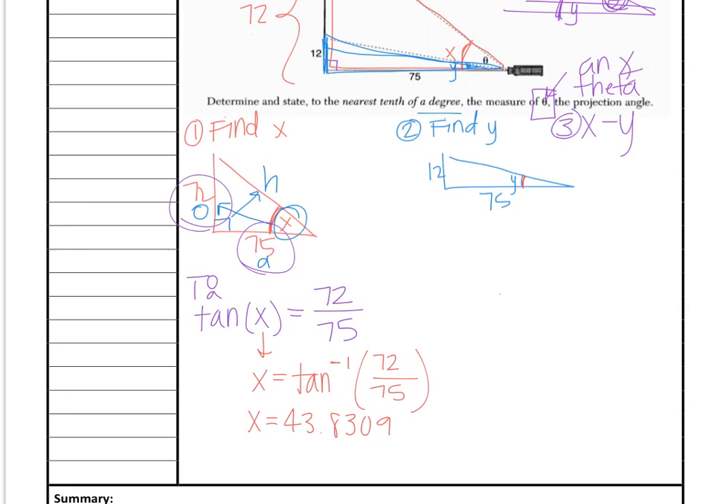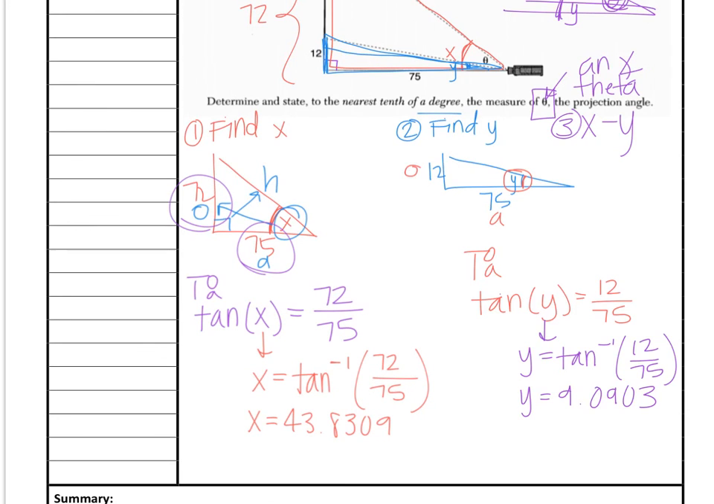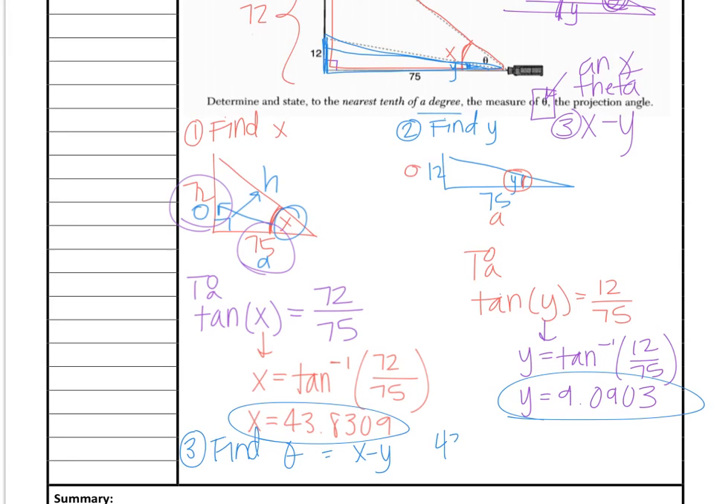So now we're going to find y, same process, same idea. So I want you to actually pause the video and then hit play when you're ready to see my work. Alright, so for y I found 9.0903, x again was 43.8309, and third step is to find theta, which we said was x minus y. So 43.8309 take away 9.0903, type that in your calculator.